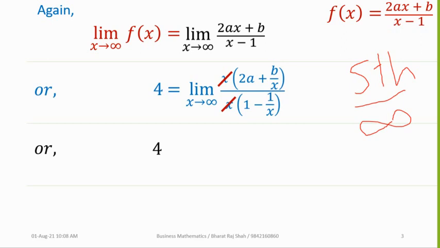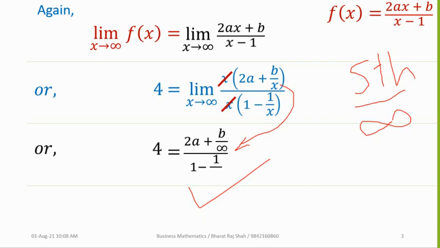Not 0 by 0, sorry. And that's why here we are going to put the value of x as infinity. So here we have written everything the same, 2a plus all the constants and the plus and minus signs, except x. So in the place of x, we are going to write infinity.